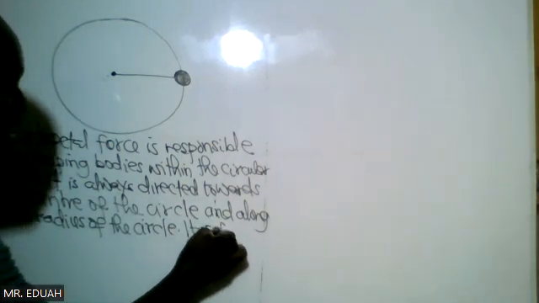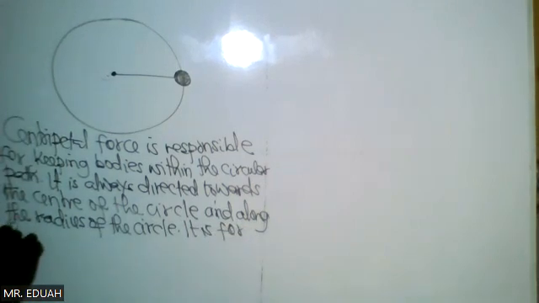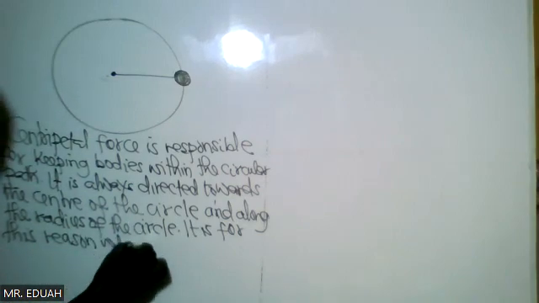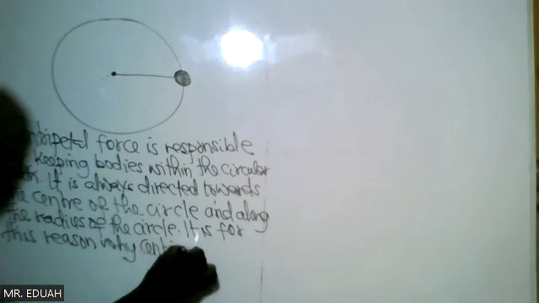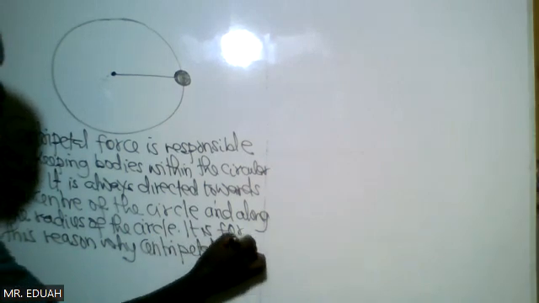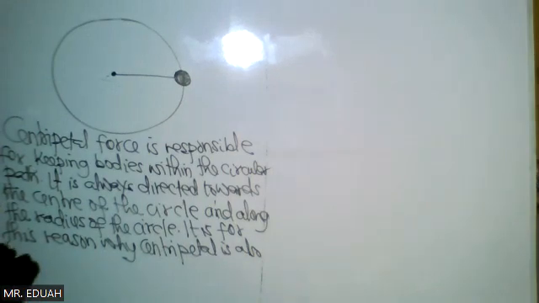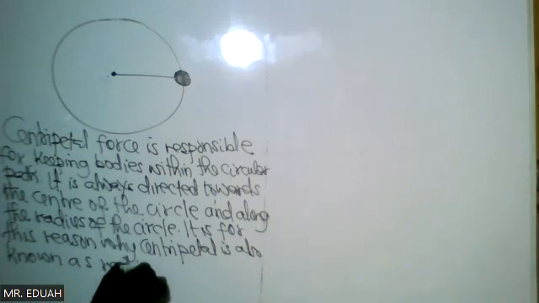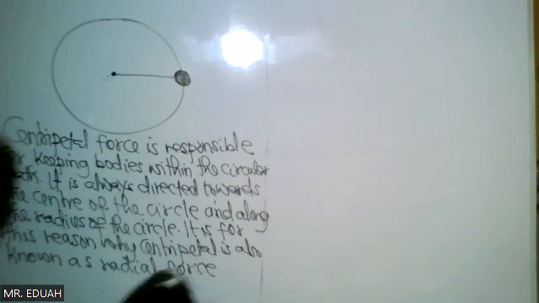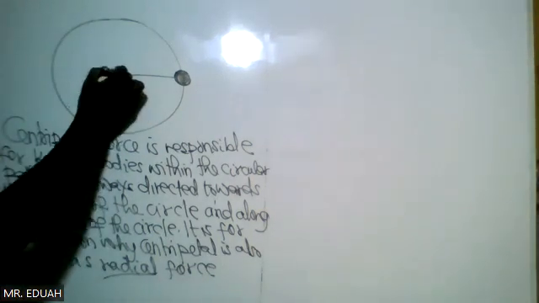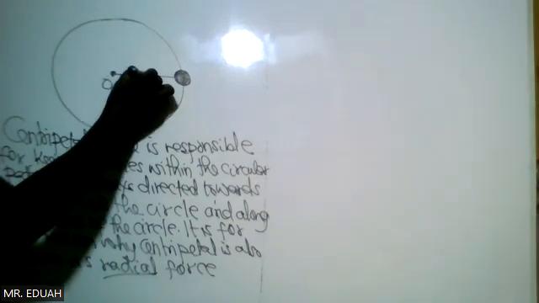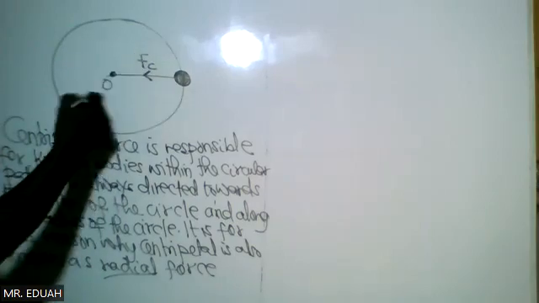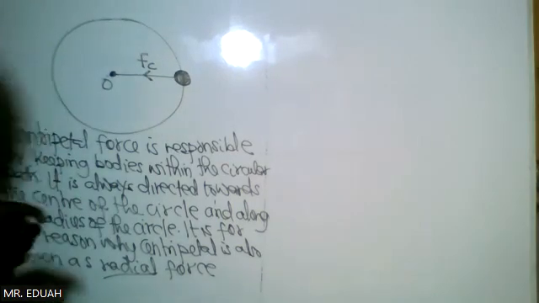It is for this reason that centripetal force is also known as radial force. Radial comes from radius, so its direction is always towards the center. F centripetal is towards the center along the radius of the circle.